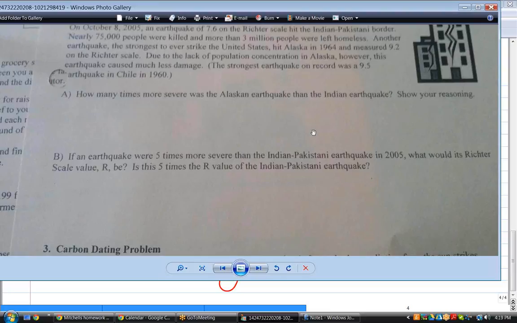Carbon dating problems have to do with decay, which is logarithmic or exponential in nature also.